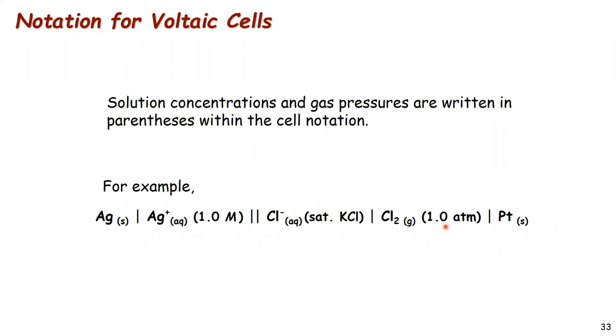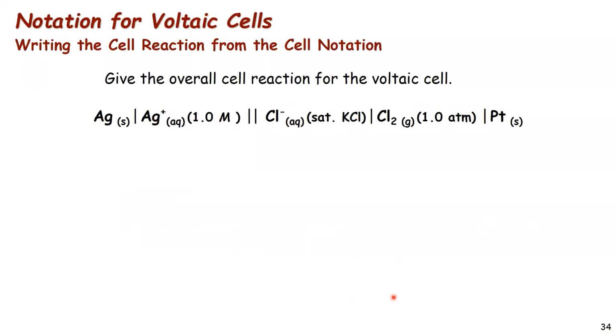And that's for reasons of design of the cell. To make a pressurized electrochemical cell is very difficult and not necessary. So why do it? Okay. So generally our gases are always whatever the atmospheric pressure is. But if it wasn't, we would indicate what it is.